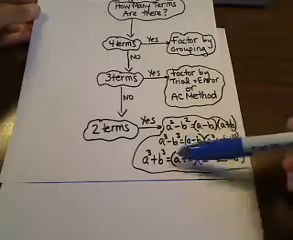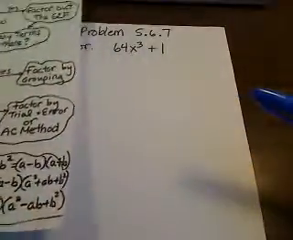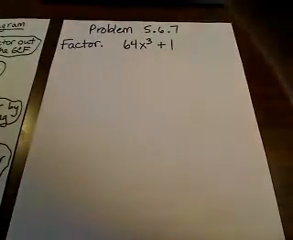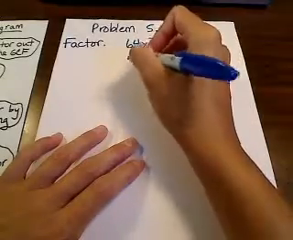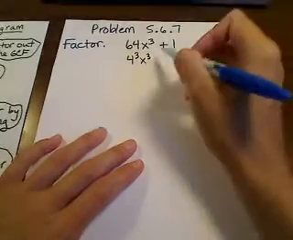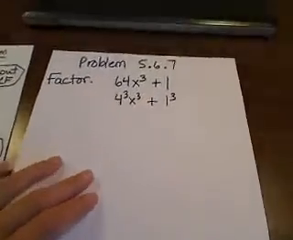So we're trying to make it fit one of these forms right here. And it's going to fit this sum of cubes. And so what we want to do is try and write this as something cubed plus something else cubed. Okay, so 64 we can write as 4 cubed. And then we have x cubed, and then we have the plus 1. And 1 can be written as 1 cubed.